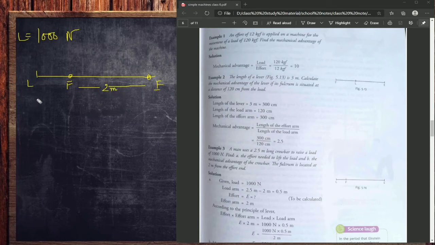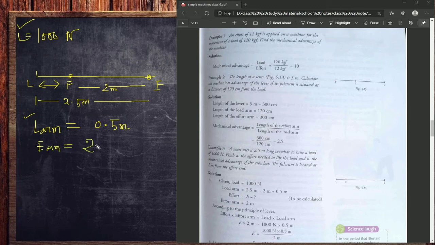Okay, the total value is 2.5 meter. Then what should be the load arm? 2.5 minus 2, that is this part. 0.5 will be the value. So load arm should be equal to 0.5 meter. Okay, so we have right now load arm and effort arm, that is already given as 2 meter. We have to find how much effort we are going to put over here.